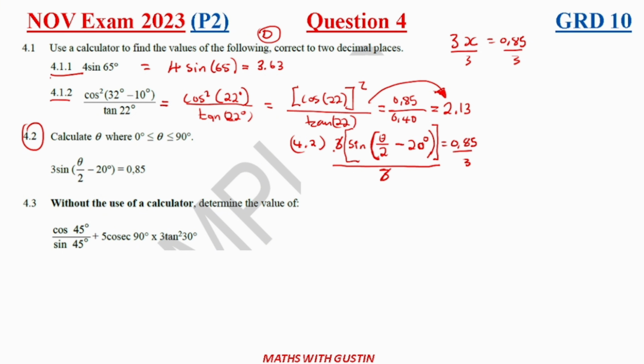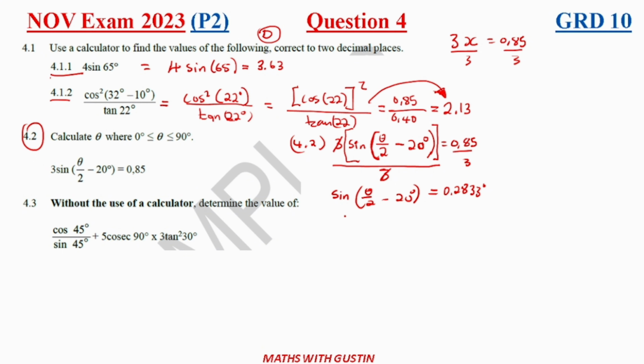therefore 3 and 3 would cancel out. So we're going to be left with sine of (theta over 2 minus 20) equals this one here. How much is it going to give us? If you put this in your calculator, it is going to give us 0.2833. Now you are looking for theta over 2 minus 20 to stay on this side.